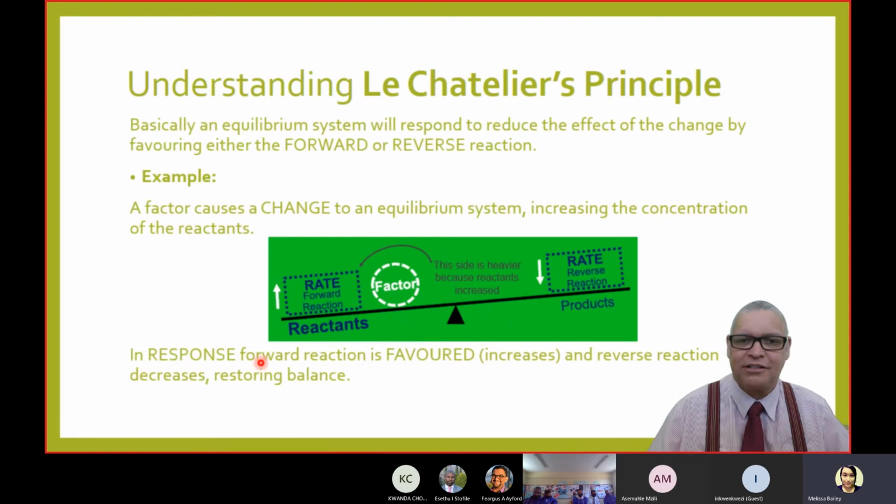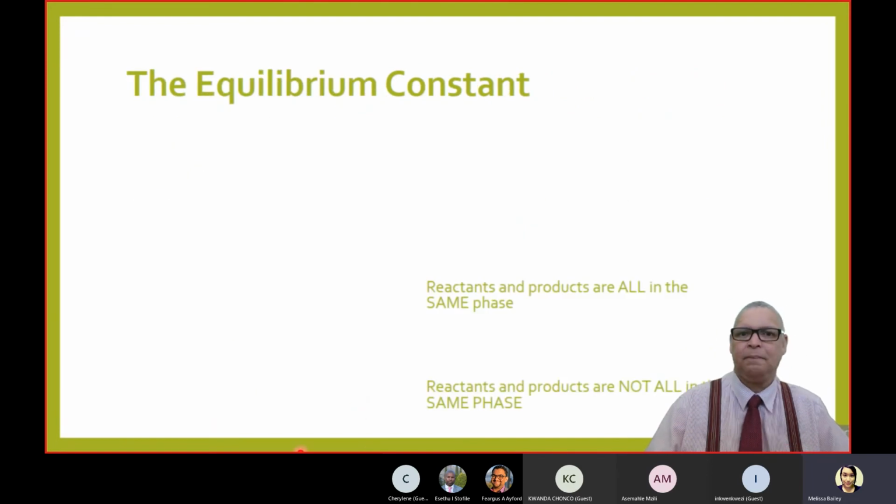In response, the forward reaction is favored. In other words, it increases, and the reverse reaction decreases, restoring the balance, right? So I think you can see that because this side is heavier, this side here will be favored so that there is an equilibrium between both sides.